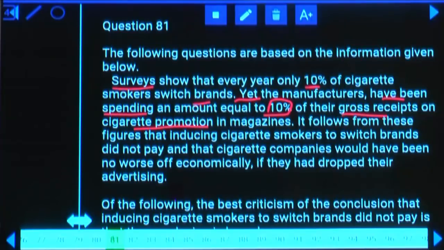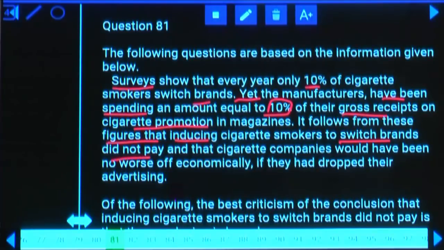So he is spending much more than what he is supposed to get. And next one, it follows from these figures that, now it follows means the final conclusion that can be drawn with the help of this is that inducing, means forcing, cigarette smokers to switch brands did not pay. It is not going to pay.